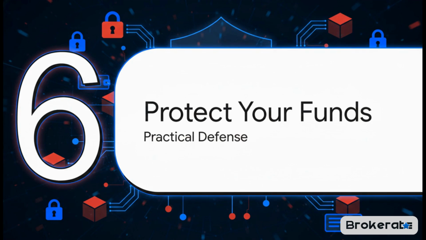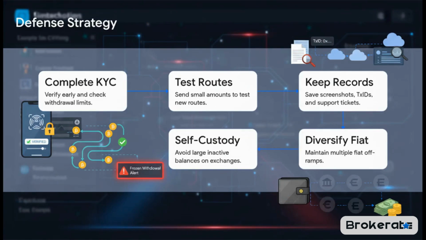Let's move to Section 6, How to Protect Your Funds. Time for some proactive, practical defense. Let's see how this builds into a solid defense strategy. Now that we know why things break, here is your prevention checklist. Step 1. Get your KYC verification done early and always check your withdrawal limits before you actually need them. Step 2. Test any new withdrawal route with a tiny amount of crypto first. Verify the network, check the memo, make sure it lands safely.